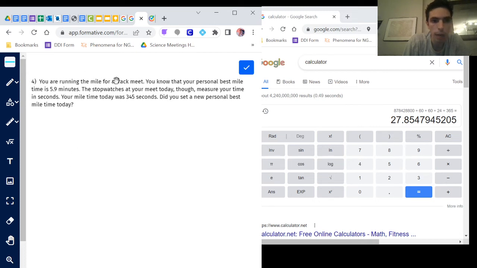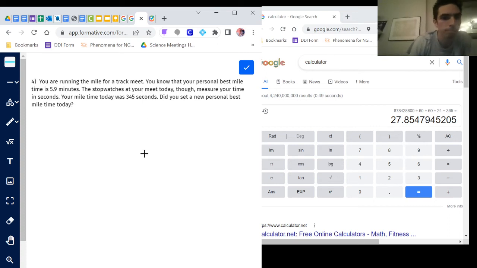So you're running a mile for the track meet. You know that your personal best mile time is 5.9 minutes. The stopwatch at your meet today measures your time as 345 seconds. The question is, did you set your new personal best? So again, we can do this in either of two ways. You can convert this time, 5.9 minutes, into seconds, or you can convert our seconds into minutes.